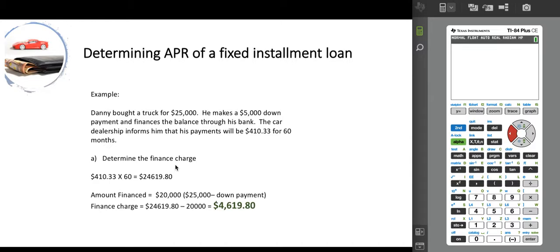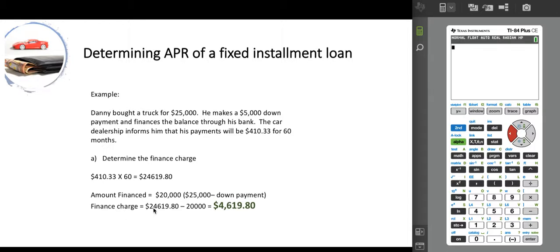To determine the finance charge, we want to know how much he is paying altogether. So we take those monthly payments and multiply by how many there are. So 410.33 times 60 is $24,619.80. Now, how much did he finance? He actually financed $20,000, not this $25,000. A lot of students will make that mistake of using $25,000 here, but it's not $25,000. He actually borrowed $20,000 because remember, he put a $5,000 down payment on this truck.